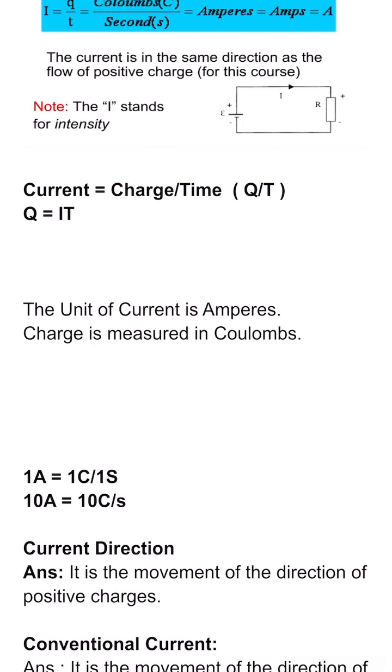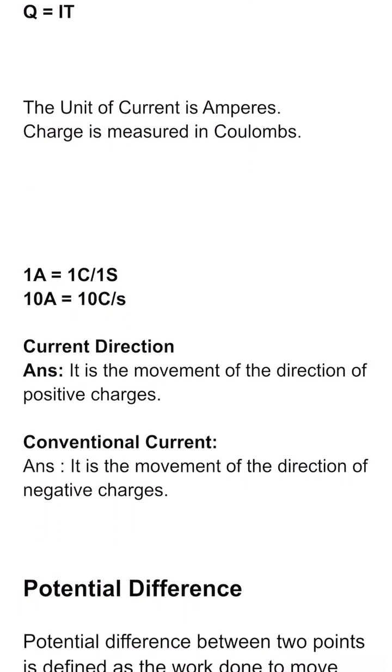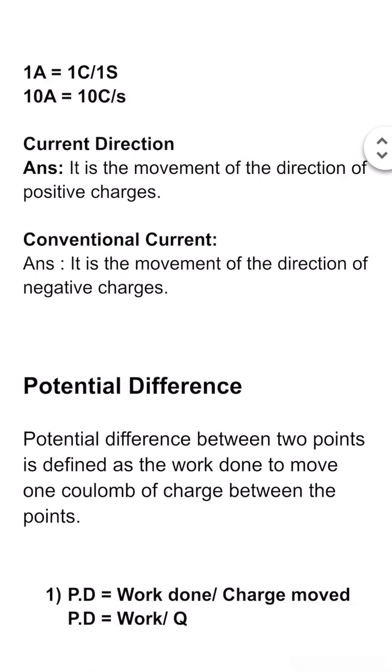Charge is equal to current into time. The unit of current is amperes, and charge is measured in coulombs. Now 1 ampere can also be written as 1 coulomb per 1 second. 10 amps can be written as 10 coulombs per second. That's the definition. Current direction is the movement of positive charges.